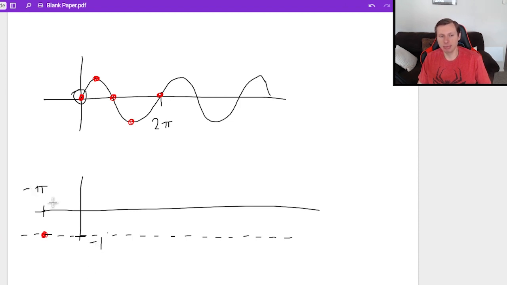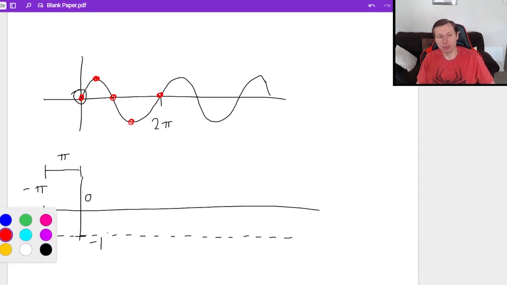Well, here's negative pi and here's 0. That distance is pi. That distance is one full period. So we go back to where we started right there. In other words, a full oscillation is going to look like this. So that's what my sine curve looks like.